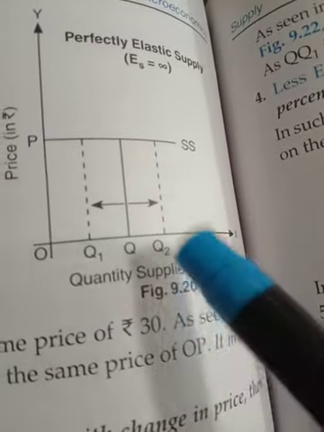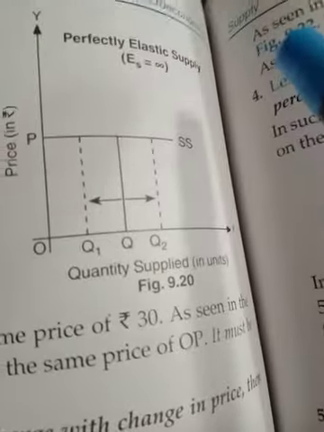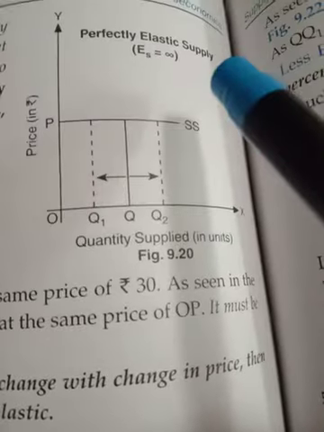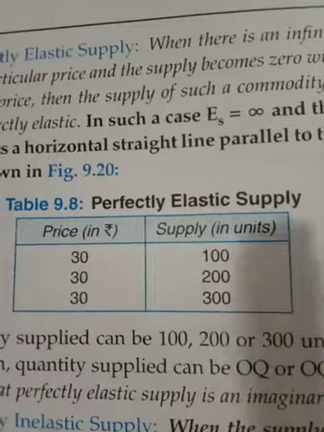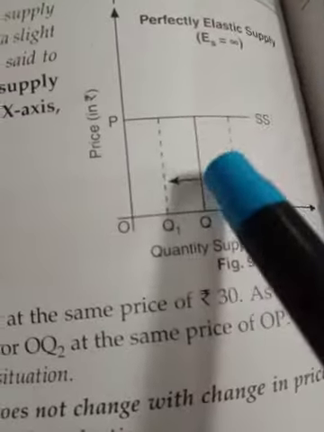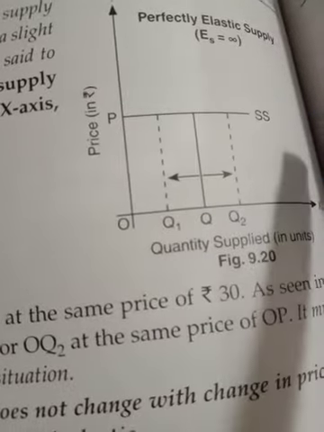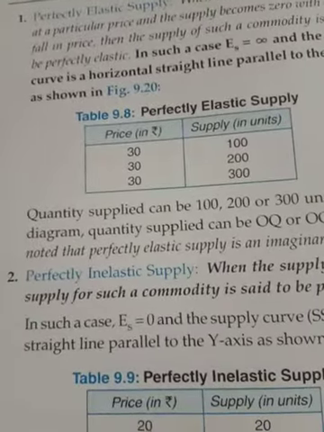The question can be asked: if the supply curve is parallel to the OX axis, what is the elasticity of supply? You will say it is infinity. Fine. The table can be made like this: the price is the same and the supply changes and goes to any extent. There is no need to make this table, you can just use the diagram, because you cannot show infinity as a supply. This is an imaginary situation, you can say.